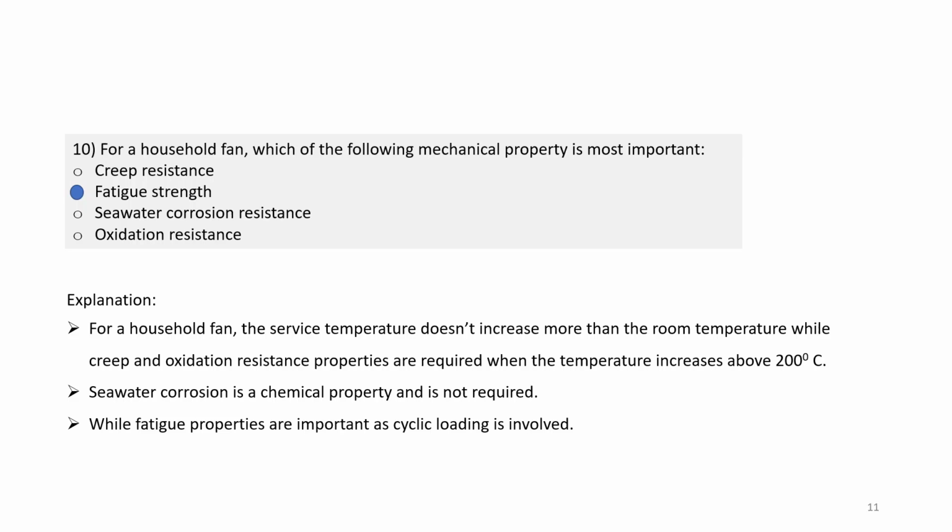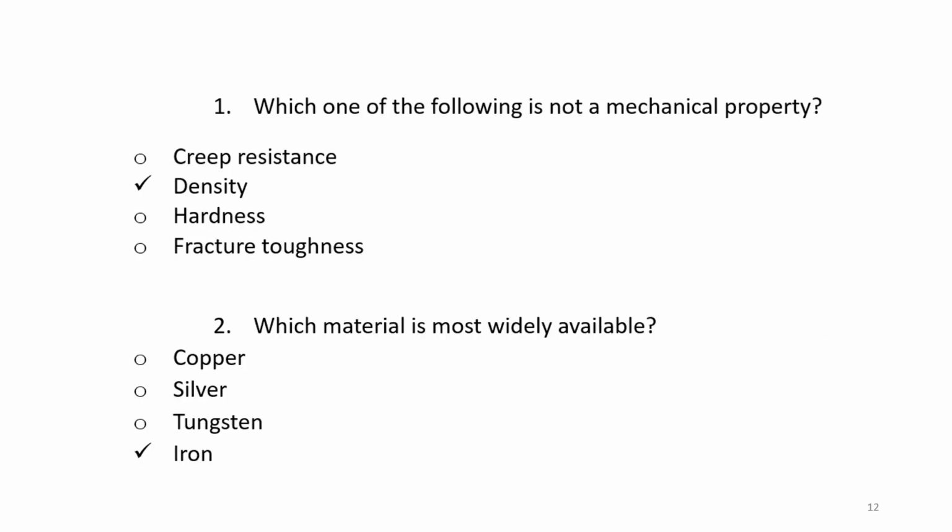For a household fan, the service temperature doesn't increase more than room temperature, while creep and oxidation resistance properties are required when the temperature increases above 200 degrees Celsius. Seawater corrosion is a chemical property and it is also not required, while fatigue properties are important as cyclic loading is involved in case of household fans.